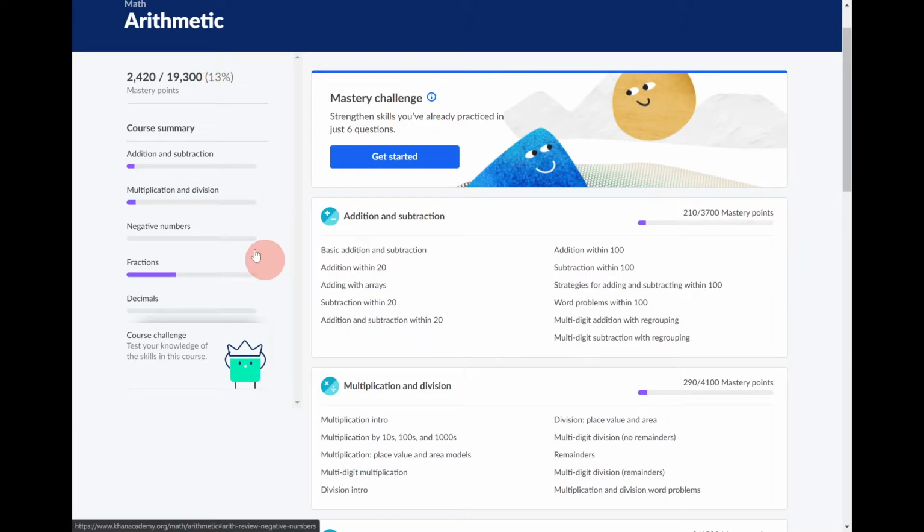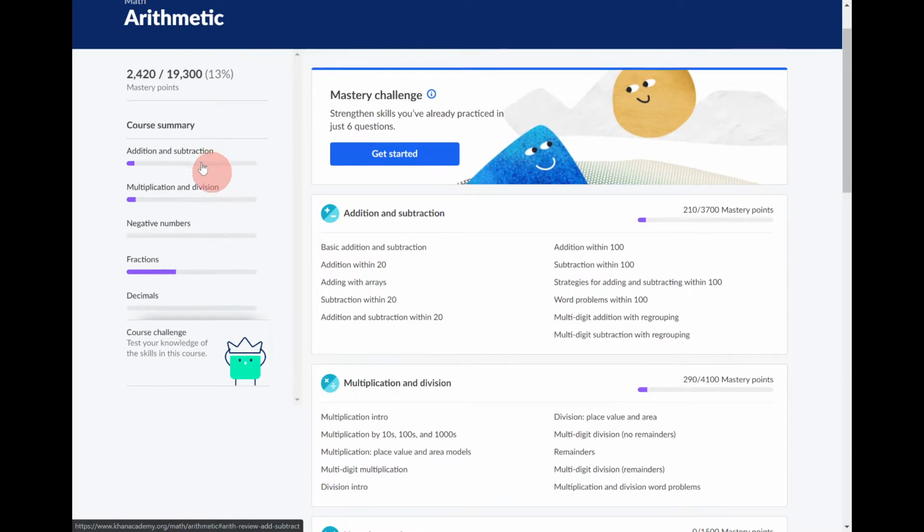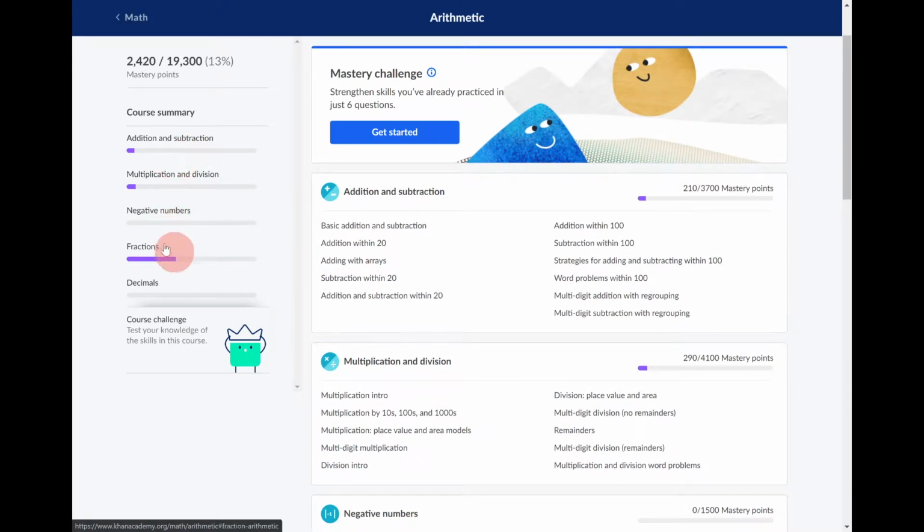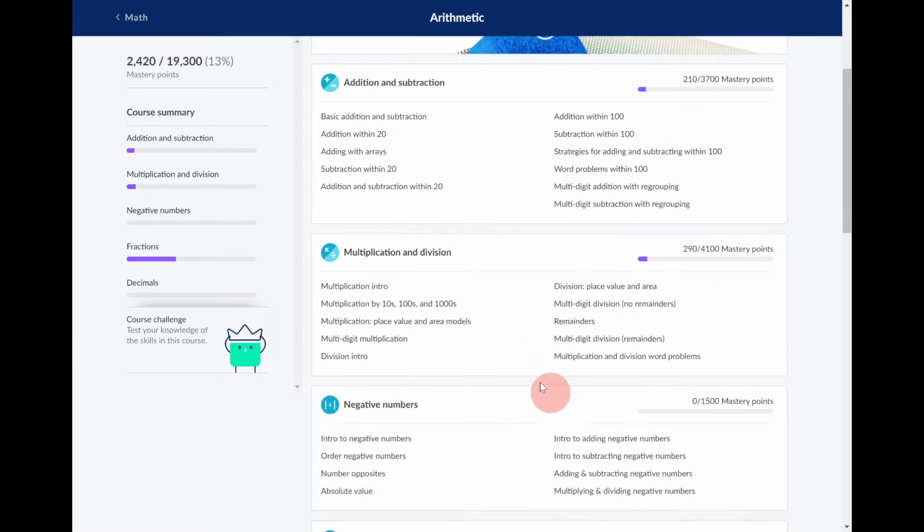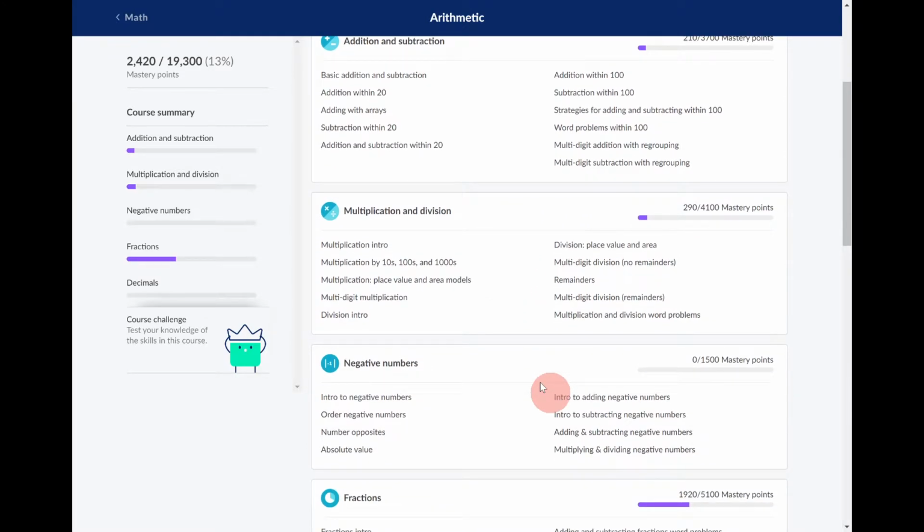And if you think back to yesterday when we were having a look at the rubric for this week's project, for our apprenticeship project, you'll notice that there was a section for each of these topics, or each of these units: addition, subtraction, multiplication, division, so on. I'm going to look at how many mastery points you get for each unit, and that's going to determine your mark for that section.